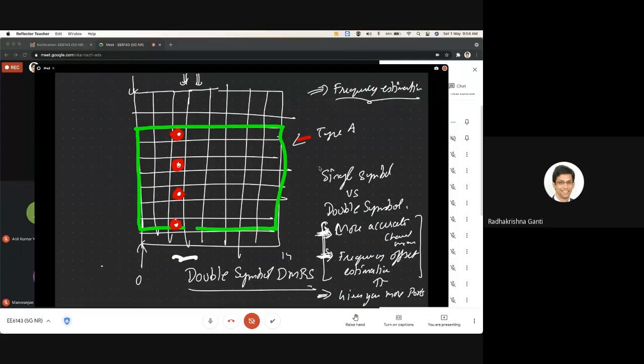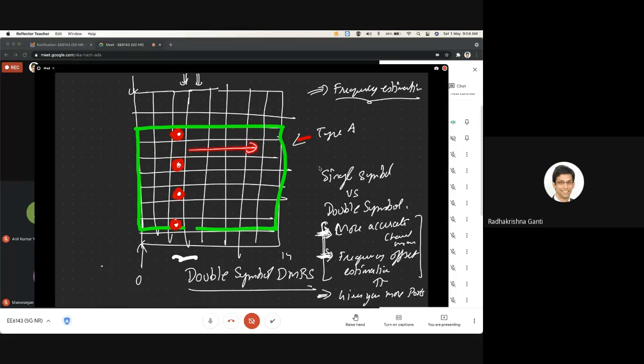So it's very easy to interpolate. Remember, each of these is one OFDM symbol. For this OFDM symbol, it's very easy to get the frequency response across the entire thing. But what do you do across the time? How do you find the channel across the time?